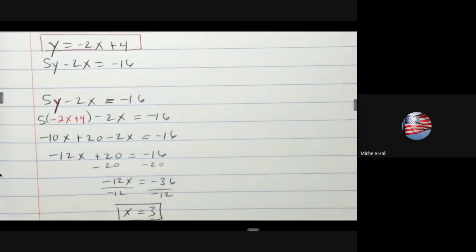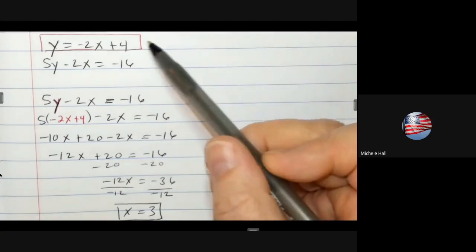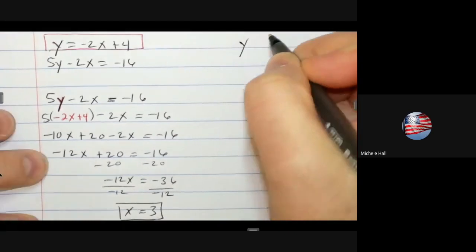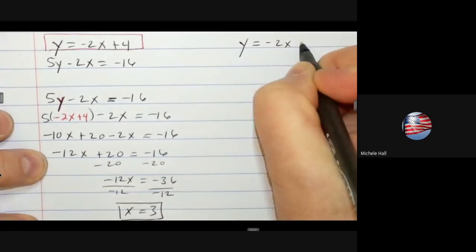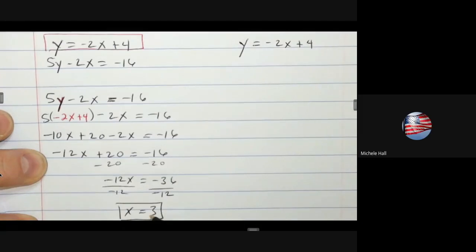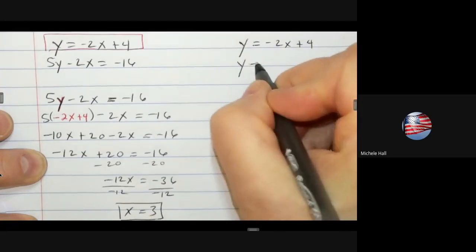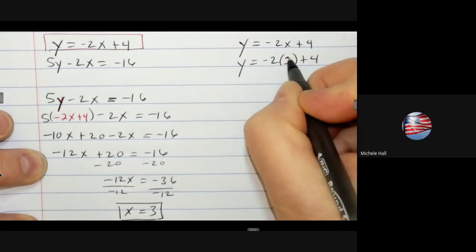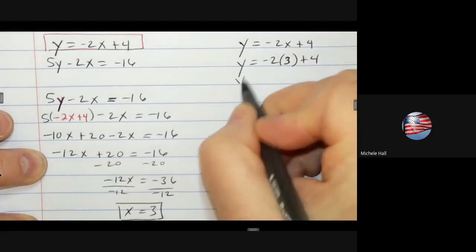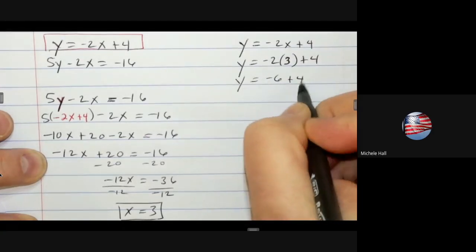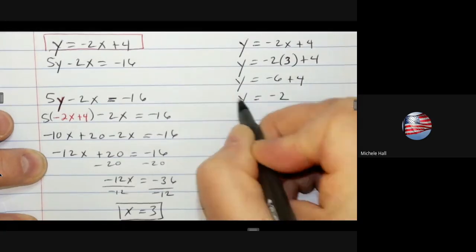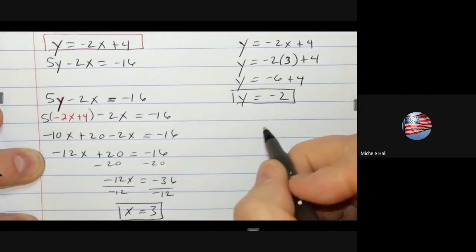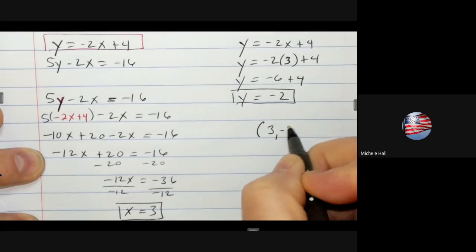X equals 3, and now I'm going to take and substitute that into the first equation that I boxed. We're substituting in x equals 3. Simplify. We just found that y equals negative 2. My answer then is x is 3, y is negative 2.